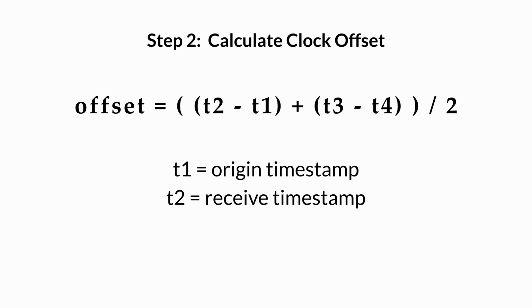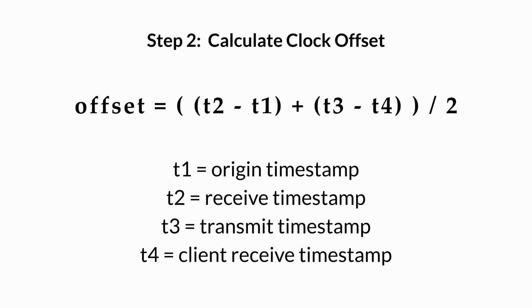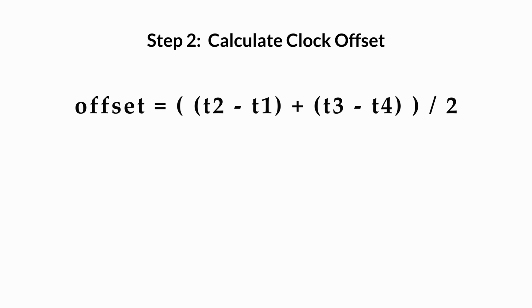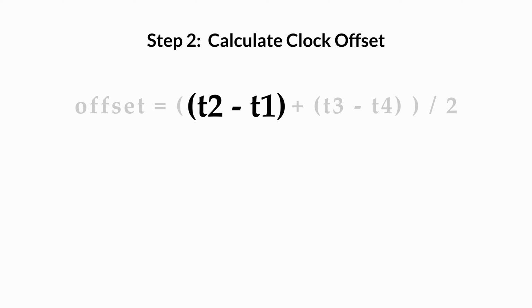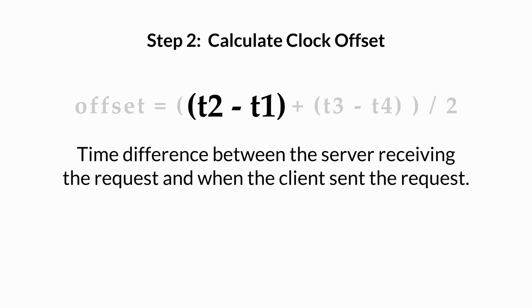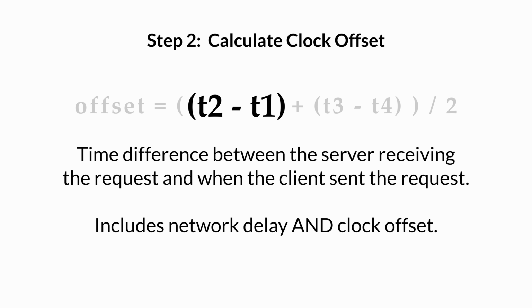T1, T2 and T3 are the origin, receive and transmit timestamps from the server reply message we looked at earlier. T4 is a new timestamp created by the NTP client marking the point it receives the reply from the server. If we just look at the first grouping for now, T2 minus T1, this is the time difference between when the server received the request and when the client sent it. If the server and client clocks were perfectly synchronized, this would just be the network delay. But since the client's clock might be fast or slow, this measurement includes both the network delay and the clock offset.